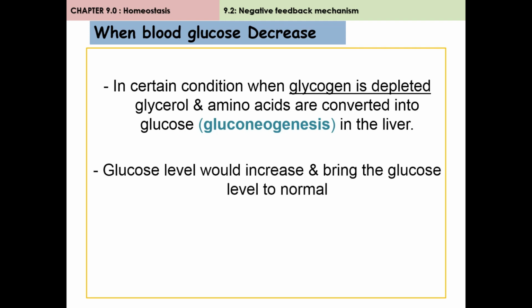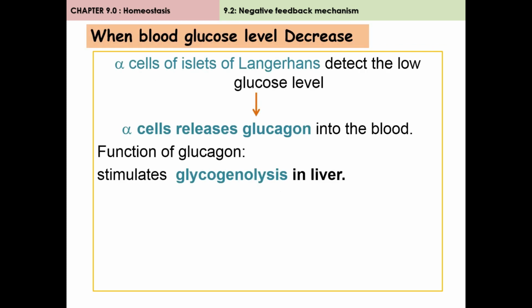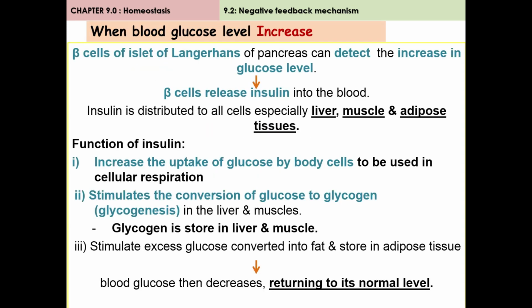Okay, now I repeat again. When blood glucose level is increased, what happens is the beta cells of the islets of Langerhans of the pancreas detect the increase in glucose level. Beta cells release insulin. Insulin will distribute mainly to three places: the liver, muscle cells, and adipose tissue.